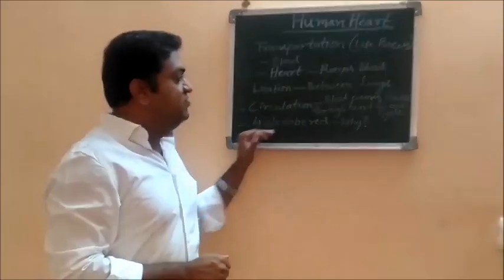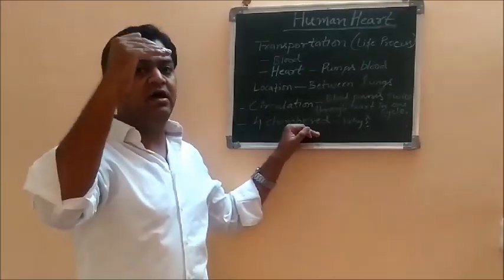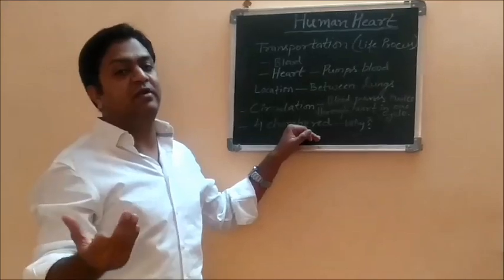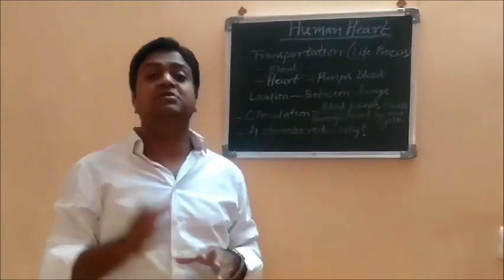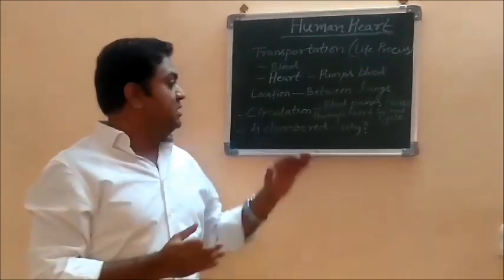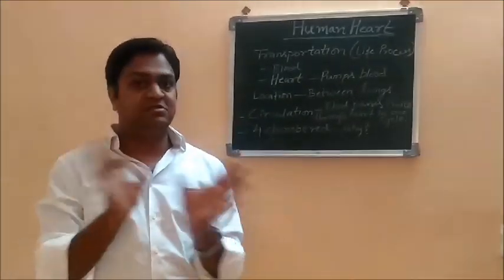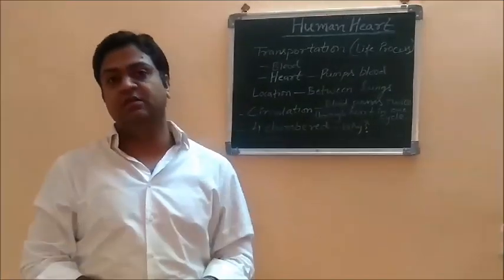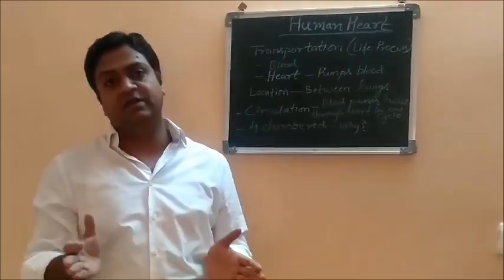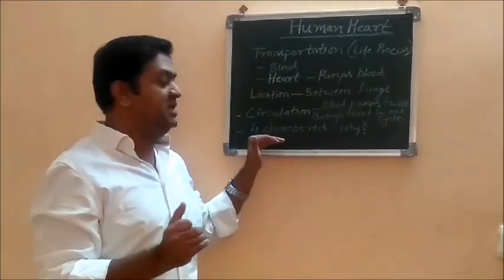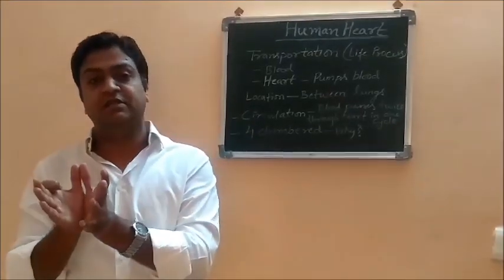Our human heart has 4 chambers. The upper 2 chambers are known as atria and the lower 2 chambers are known as ventricles. Now the question arises, why are there 4 chambers in human heart? These 4 chambers ensure that there should be no mixing of oxygenated and deoxygenated blood. Oxygenated and deoxygenated blood should be separated. So this is the major role of the 4-chambered human heart, to separate oxygenated and deoxygenated blood.